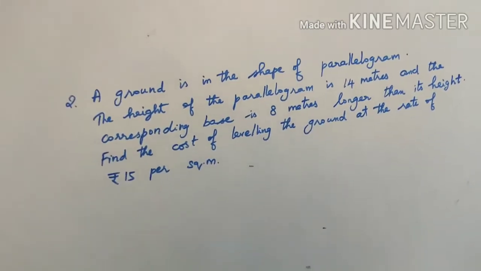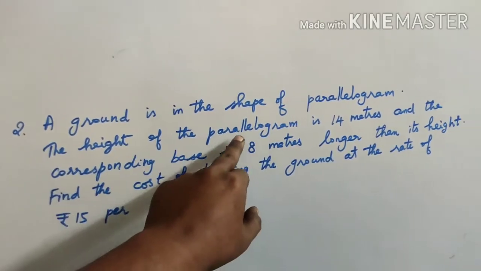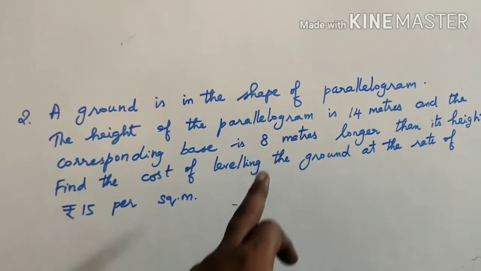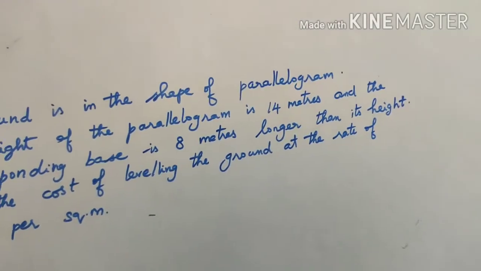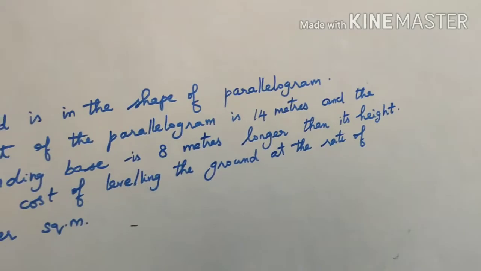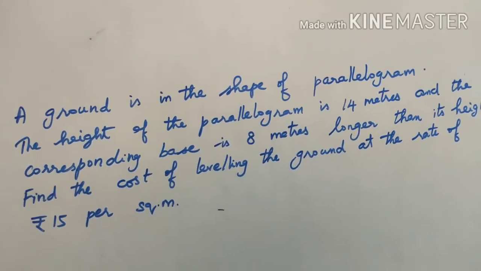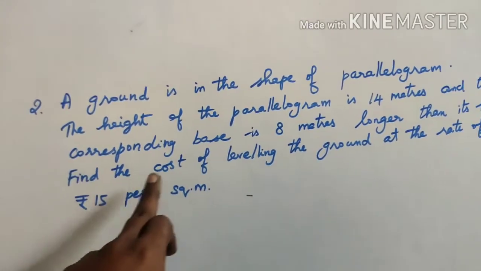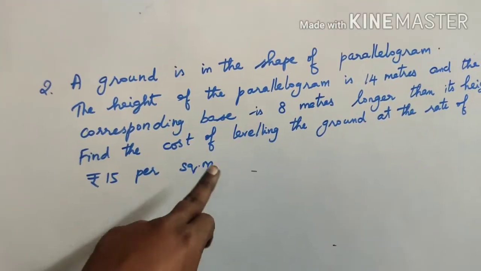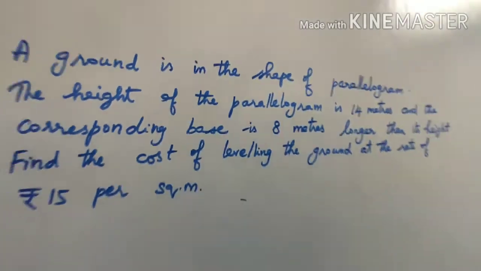Okay, now we will see a problem. See here, a ground is in the shape of a parallelogram. The height of the parallelogram is 14 meters and the corresponding base is 8 meters longer than its height. That means you have to add 8 along with this 14, that means 22 meters. Base is 22 meters. Find the cost of leveling the ground at the rate of rupees 15 per square meter, or you can say meter square. Okay, we will write the values given first.